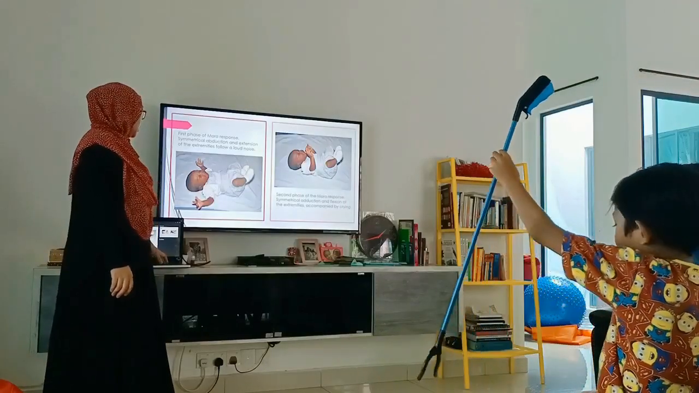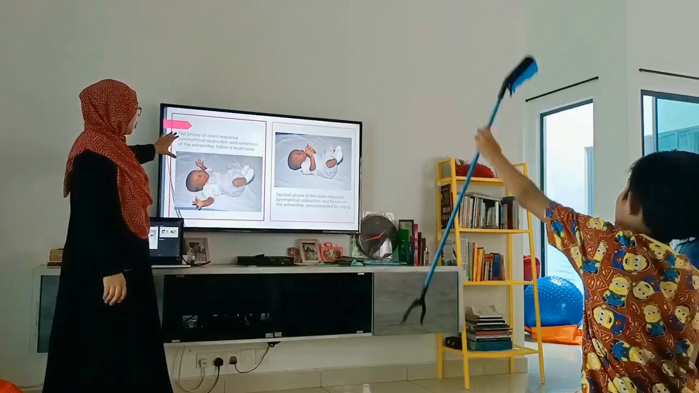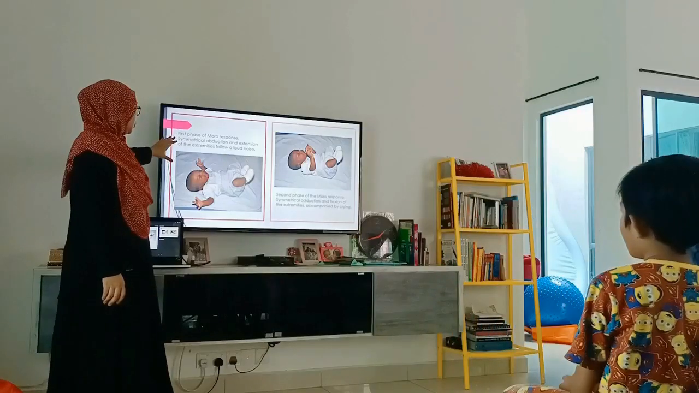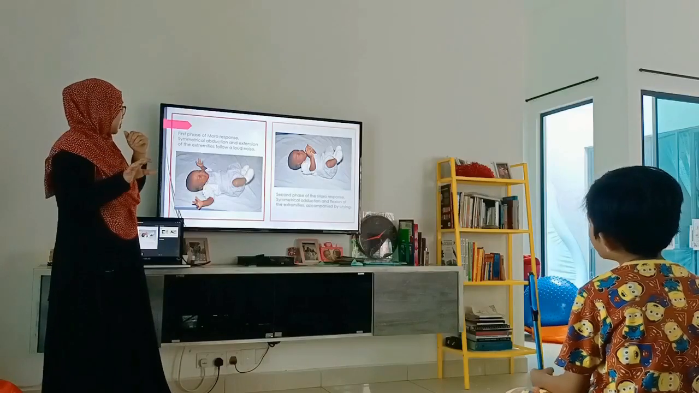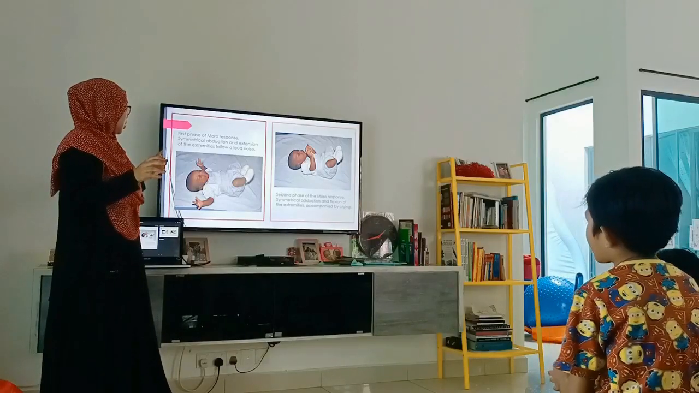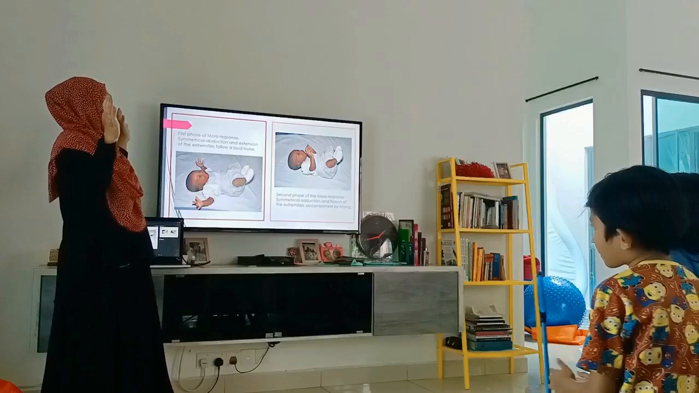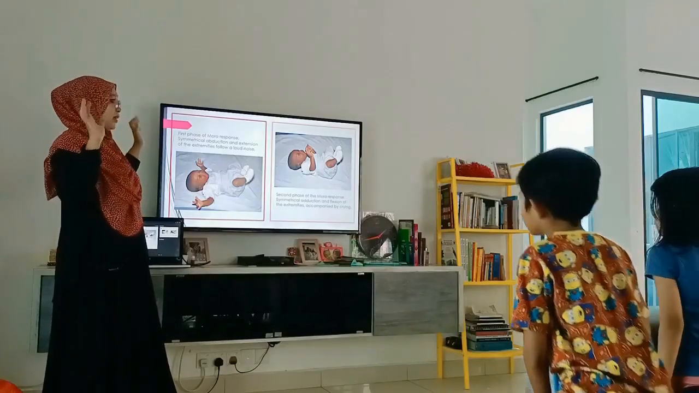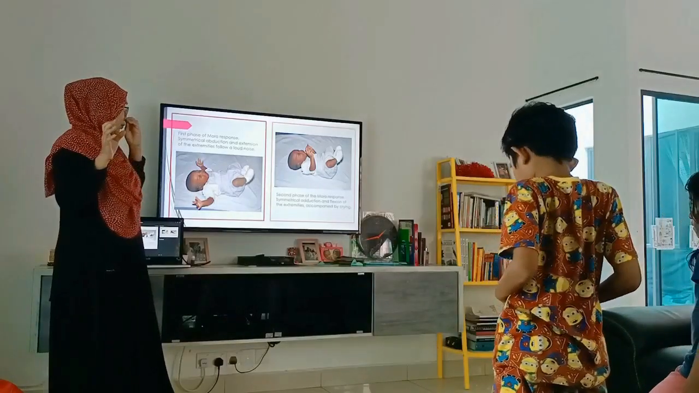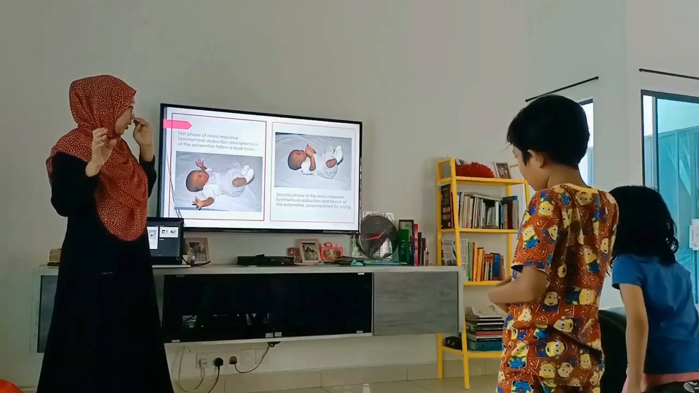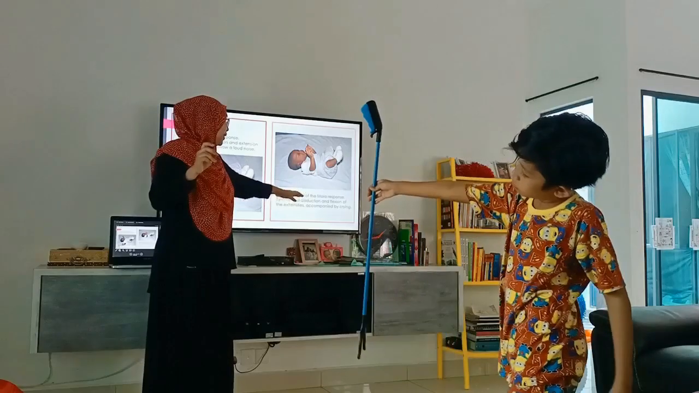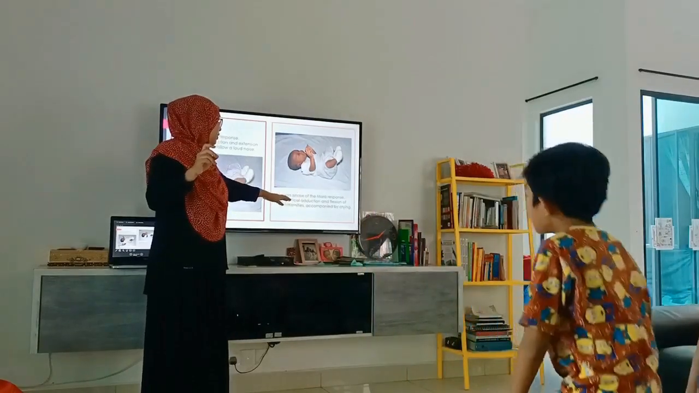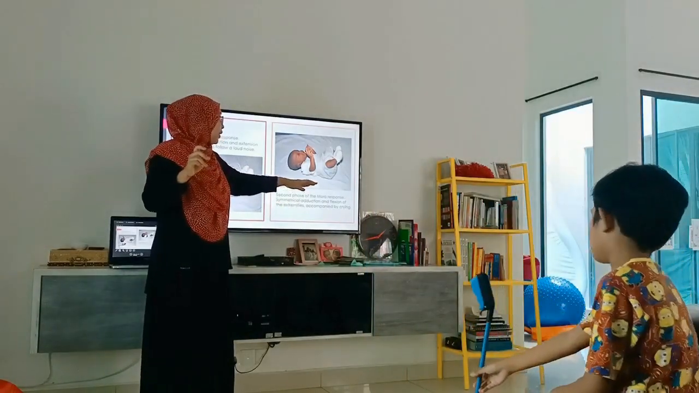Okay. This is the first phase of motor response. When you put on a loud noise, the baby will show symmetrical abduction and extension of the extremities. And the second phase of the motor response, symmetrical abduction and flexion of extremities accompanied by cry.